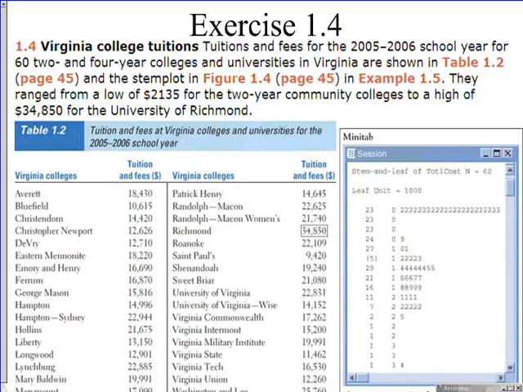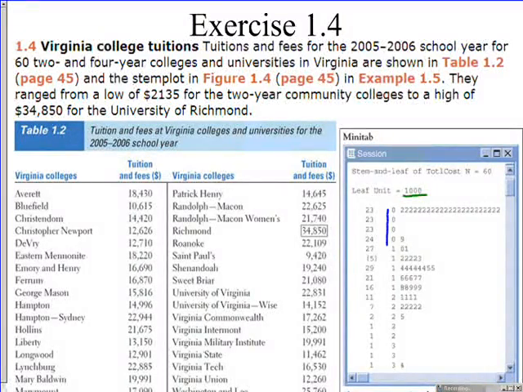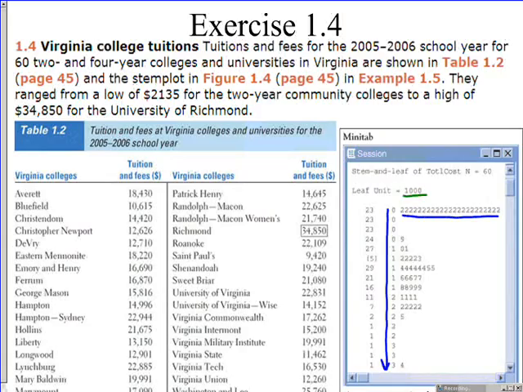A couple of important features here: it tells us that the leaf unit for this data is the thousands place, which means that all of these dollar amounts off to the left here have been rounded to the nearest thousand dollars. So here are our stems going down here. Here are our leaves over on the side.